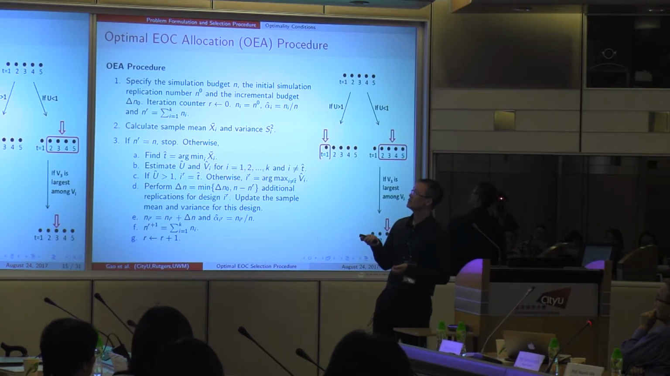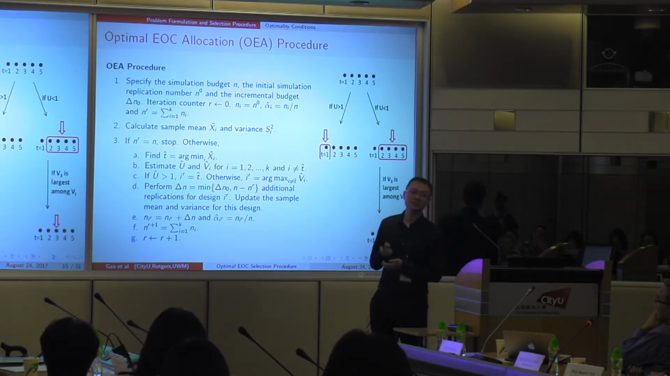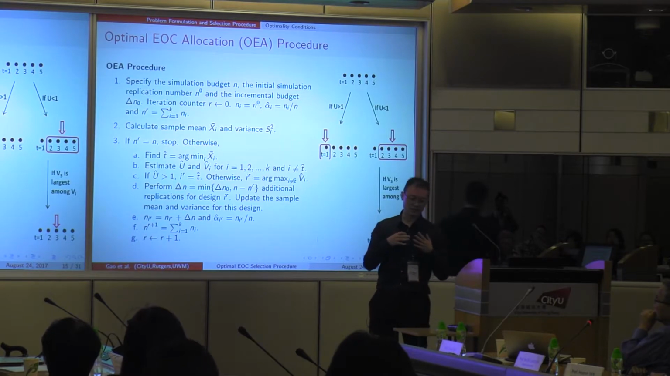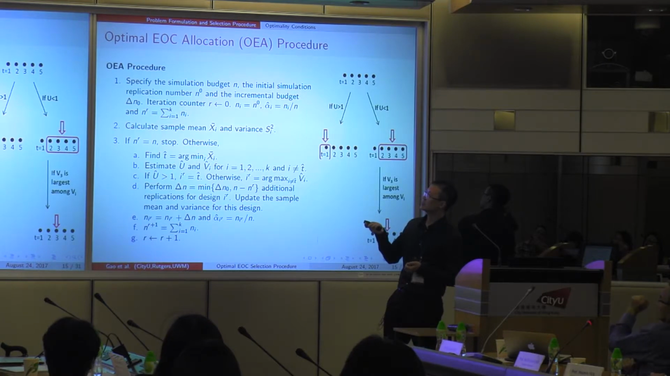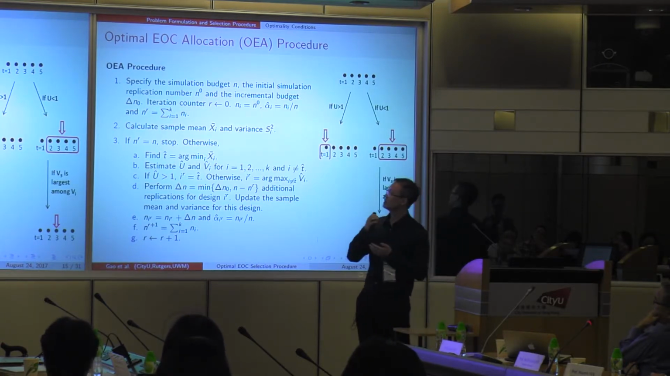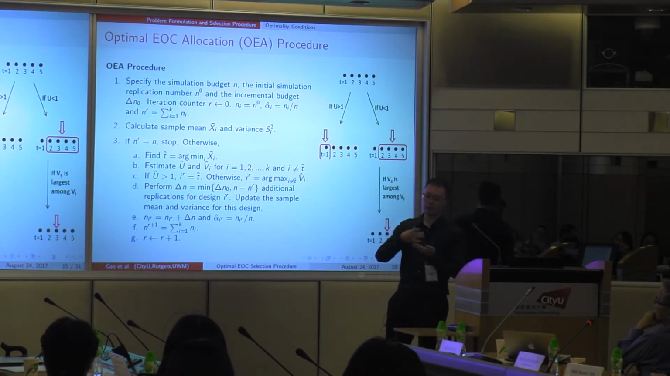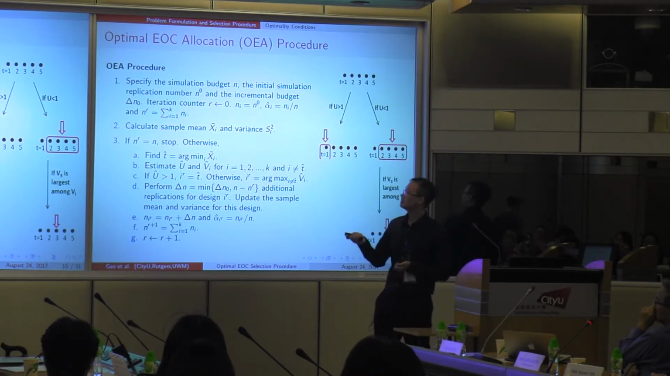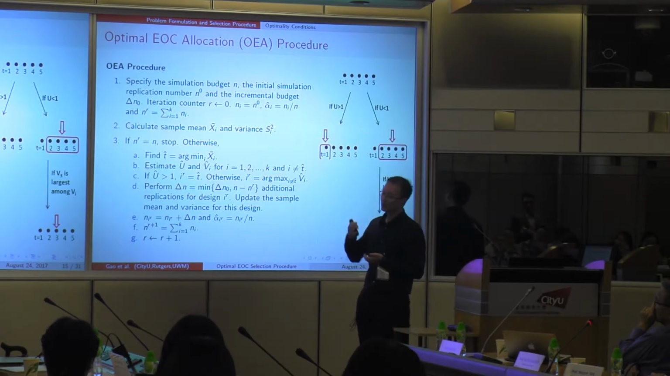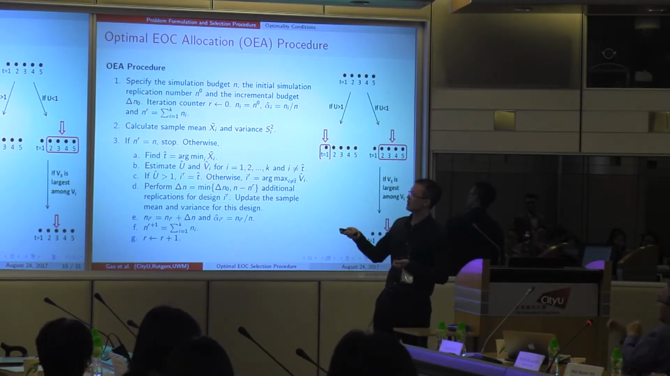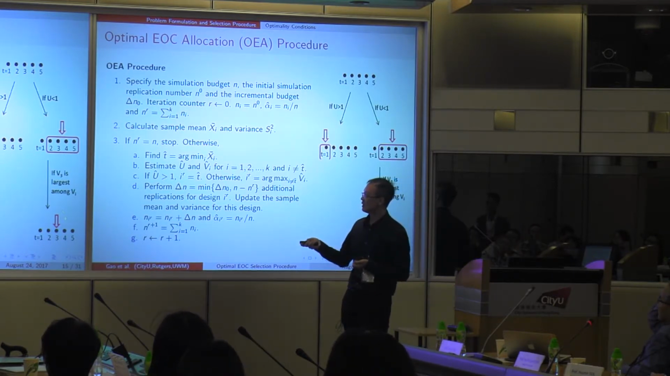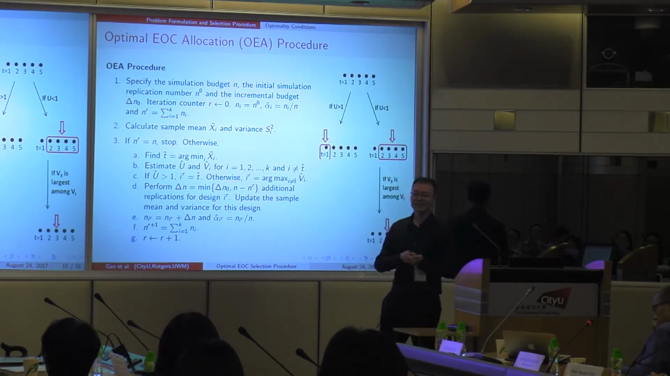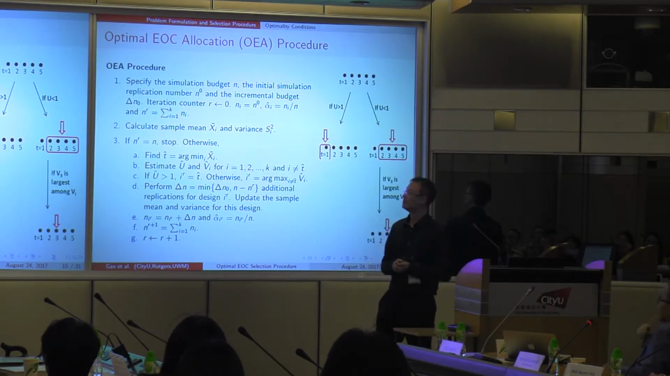Okay? So based on this interpretation, we can design an algorithm. We call this the optimal EOC allocation, OEA, procedure. So it basically follows the explanation I just provided. At the beginning, we provide an equal number of allocations to all designs under consideration. And then at the beginning of each iteration, we provide a small incremental budget. If the estimated U is greater than 1, we allocate this incremental budget to the estimated best design. Otherwise, we allocate this incremental budget to the non-best design with the largest estimated V value. And it iterates until the simulation budget is used up.